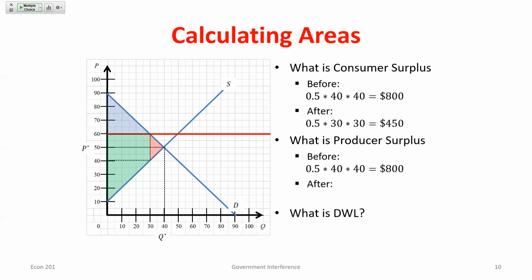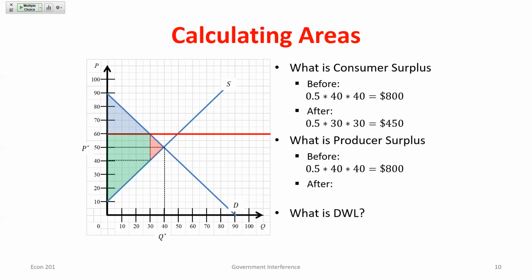Okay? After this price floor, what is consumer surplus? Well, it's just going to be the area below the demand curve, but above our price. So it's this little blue triangle. Right? What's the height of that blue triangle? Well, it goes from 90 to 60, so 30. What's the base? Looks like it goes from 0 to 30, so the base is also 30. 30 times 30 times 1/2 gives us that new consumer surplus of 450. Any questions on that up to that point?